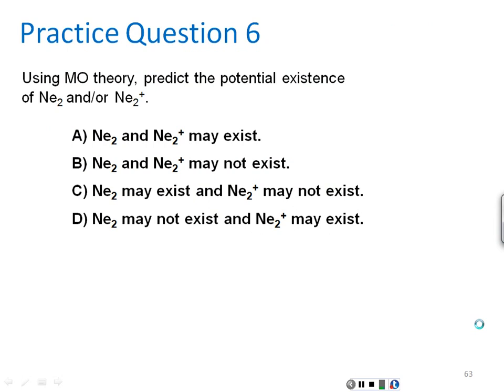Okay, practice question 6. Use molecular orbital theory to predict the potential existence of neon 2 and or neon 2 plus. I think if you remember, we've already looked at neon 2, but what about neon 2 plus?